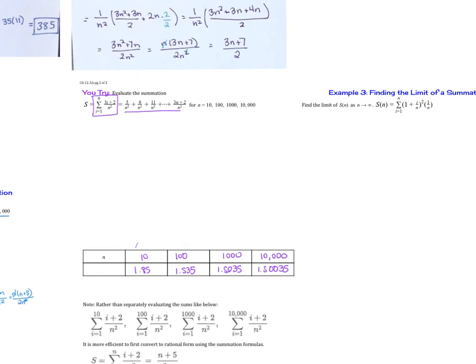Then, given that we know that it's 3n plus 7 over 2, let's find the limit of 3n plus 7 over 2 as n approaches infinity. And that should be 2n. I apologize, that is a typo there. Then this would be 3 over 2. And notice that that is the answer that is starting to come up as the numbers get larger and larger.